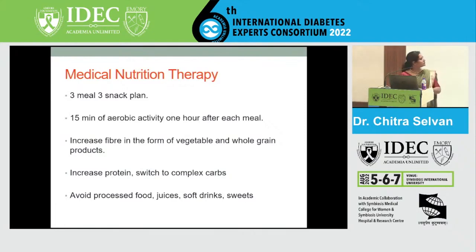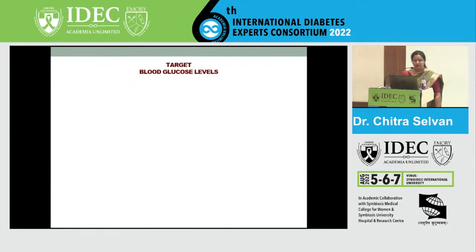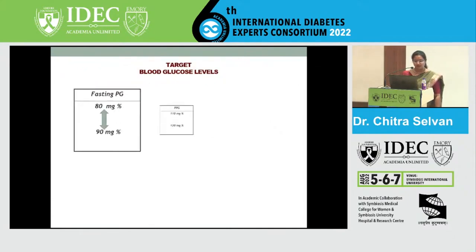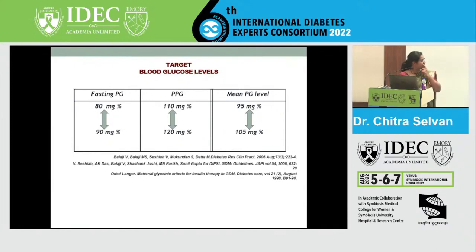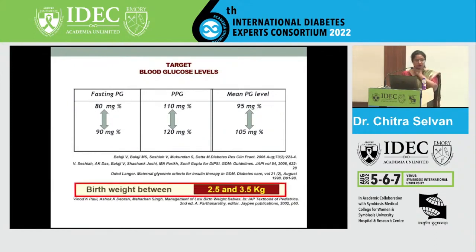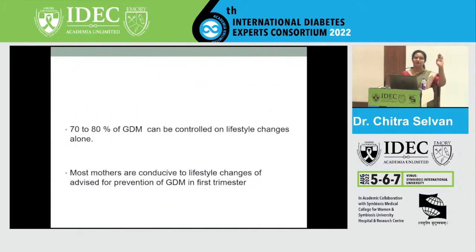What should be the targets of treating hyperglycemia in gestational diabetes? Preferably, your fasting value should be somewhere less than 90, and your post-meal 1-hour value between 120 to 140. This correlates with birth weight, and we want to optimize the birth weight. So 1-hour value less than 140, 2-hour value less than 120 is a reasonable way of looking at it.